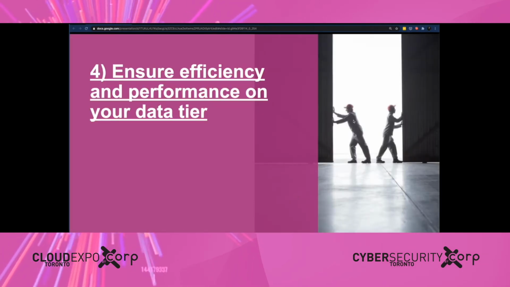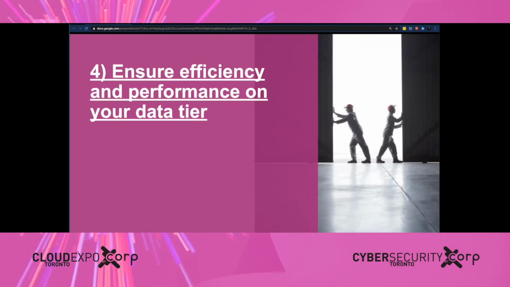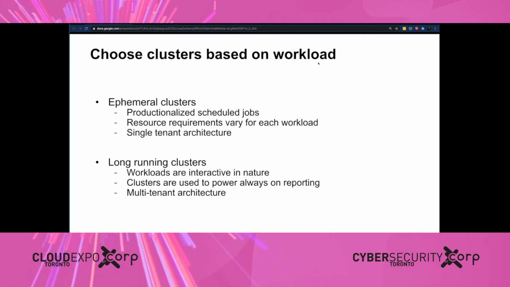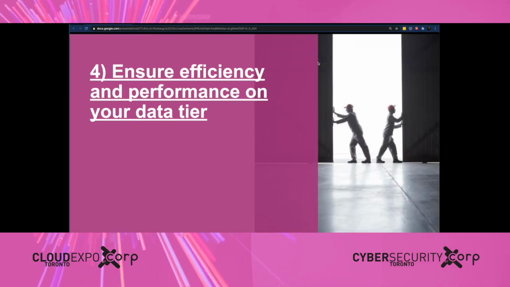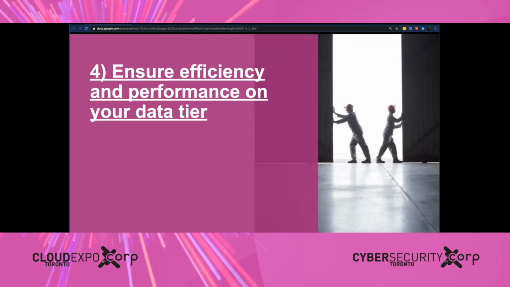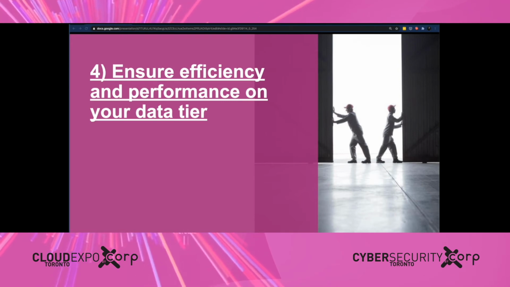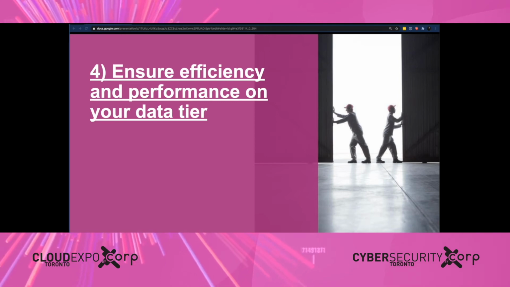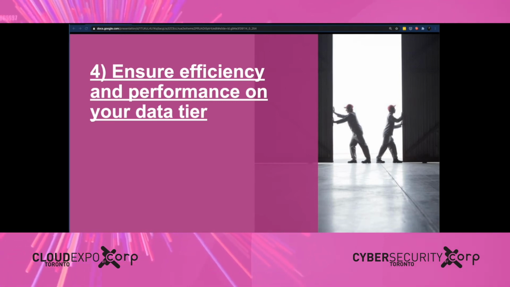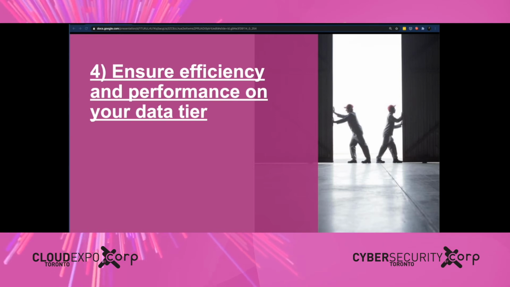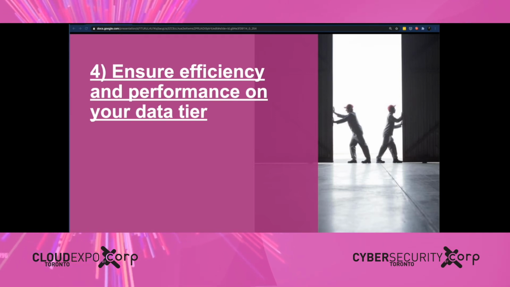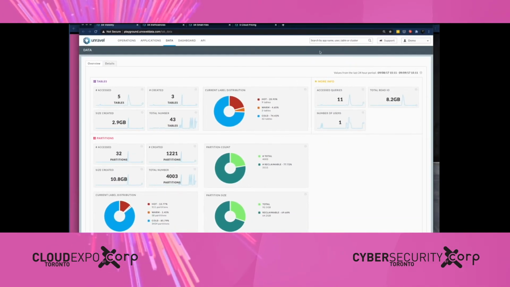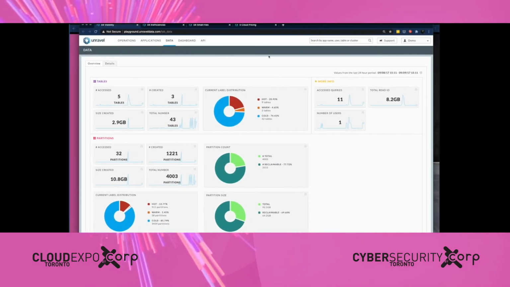All right, moving on. Number 4, ensure efficiency and performance on your data tier. And so with this tip, one of the things that customers first start off with is optimizing their applications, allocating their resources, making sure there's no resource wastage. But one sometimes overlooked aspect is how are you managing things on the data tier? So, this applies for both on-prem and cloud customers, right?